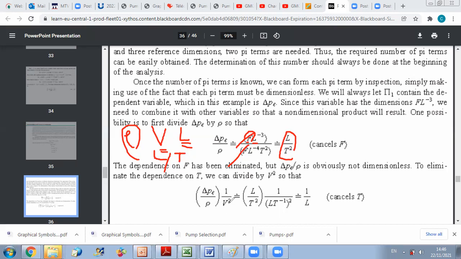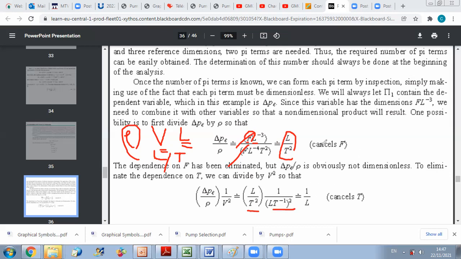So I divide by, here I cannot just divide by V, I need to divide by V square. Why? Because I want T square. V has T to the power minus 1, so I should divide by V square to eliminate T^-2. When you divide by V square, you get T^-2 times T^2. They will cancel out and I will just have 1 over L, because here I have 1 over L square. So I end up with 1 over L.